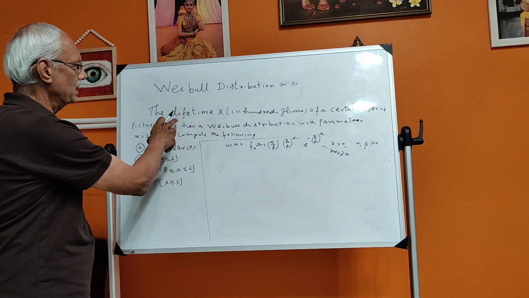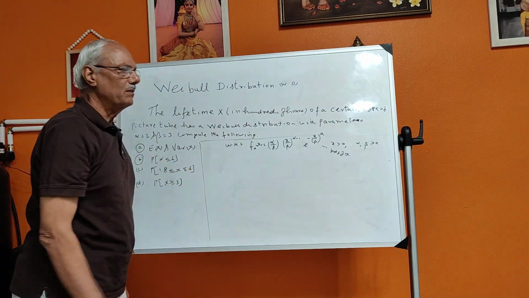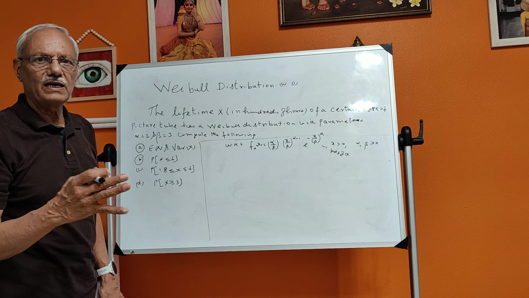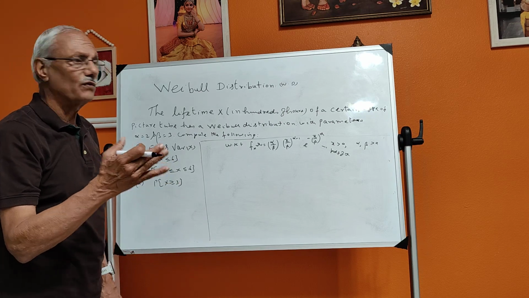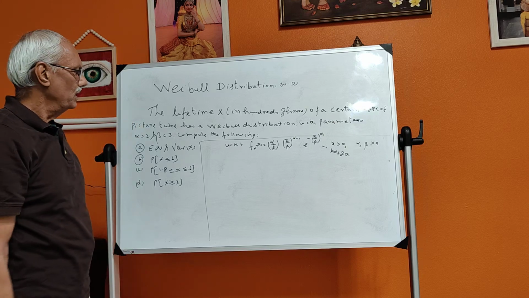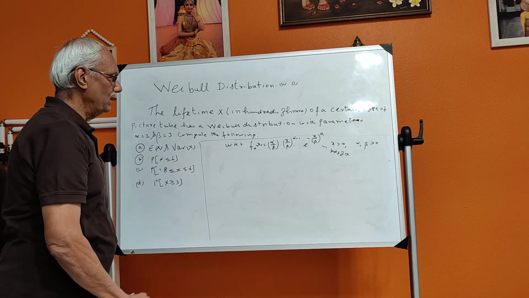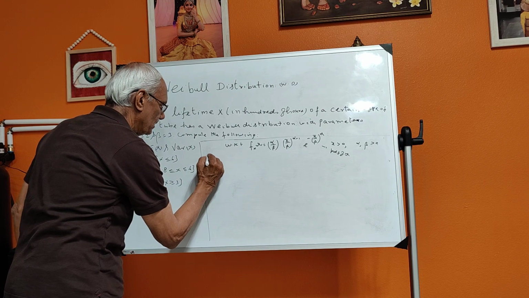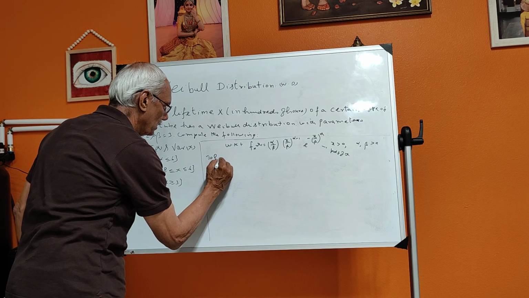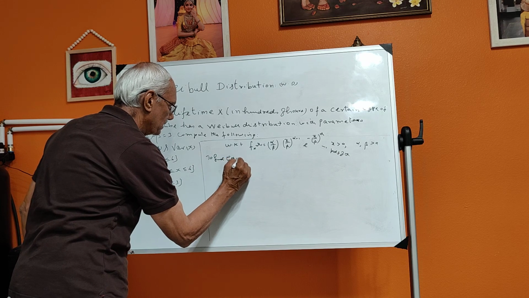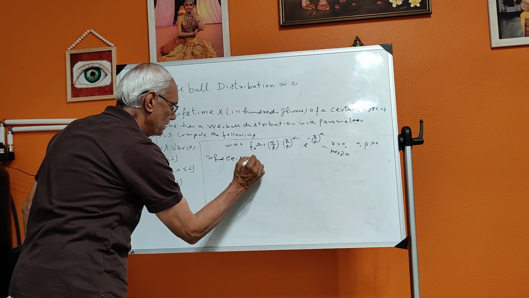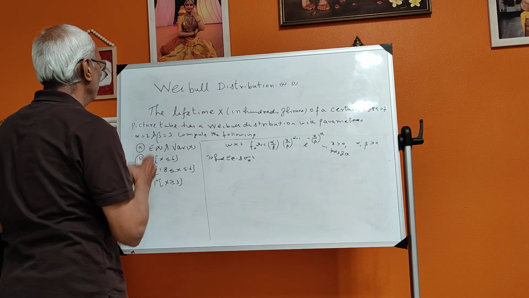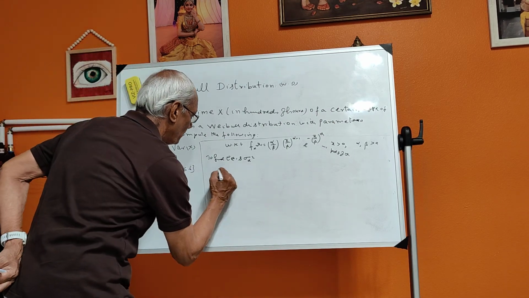Here x is a random variable that is nothing but the life of the picture tube in hundreds of hours. Now you are asked to find E of x and sigma of x squared. Now what is your E of x? I have given it here.